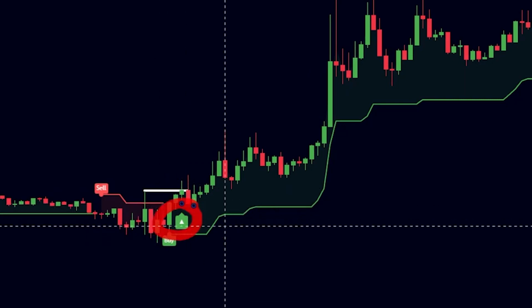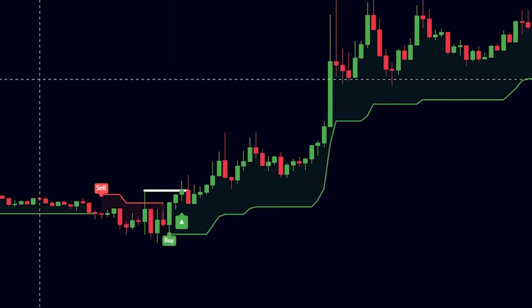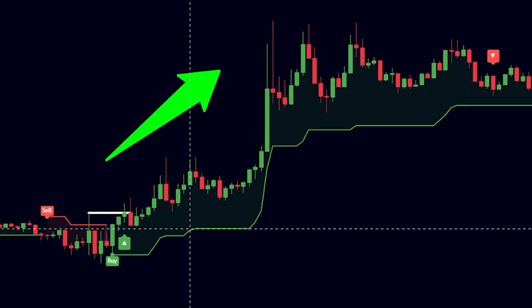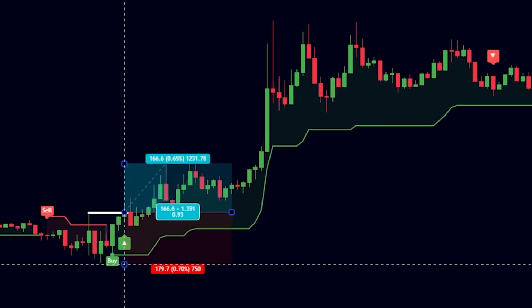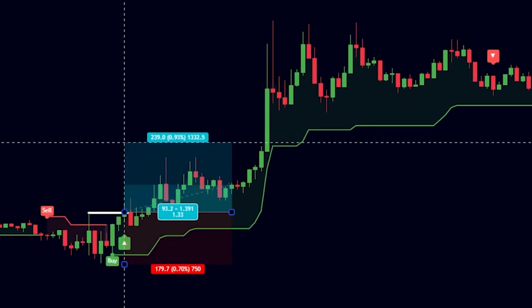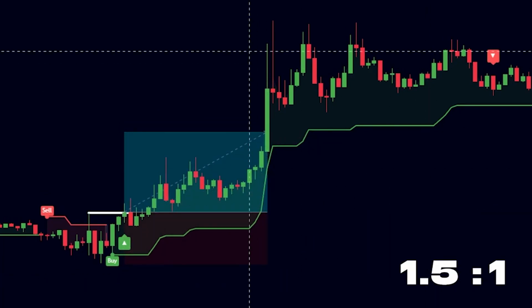And of course the marker of the first indicator already makes it clear that the price is more likely to rise. At this point, just at the candle close, we place the stop loss below the previous lows and look for a 1.5 to 1 ratio trade.